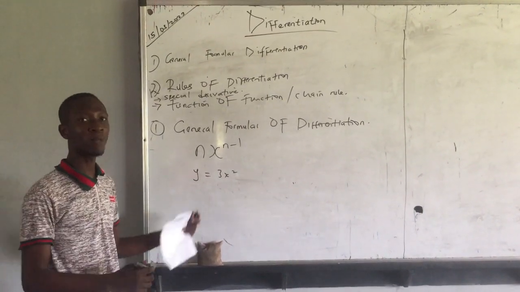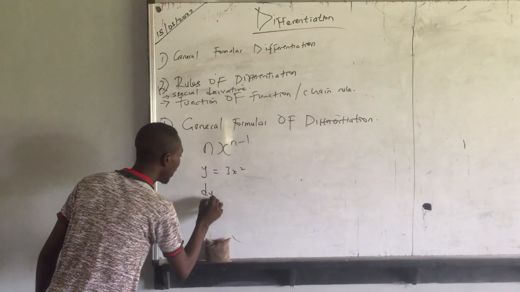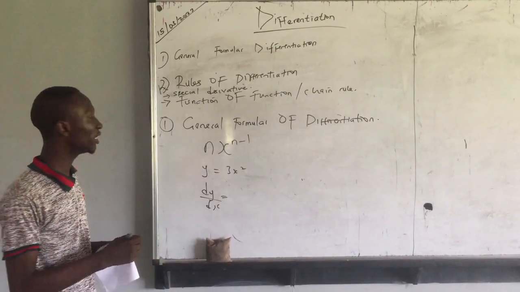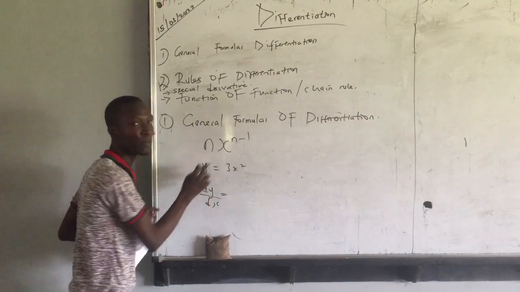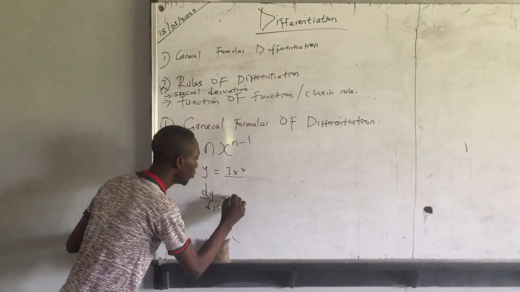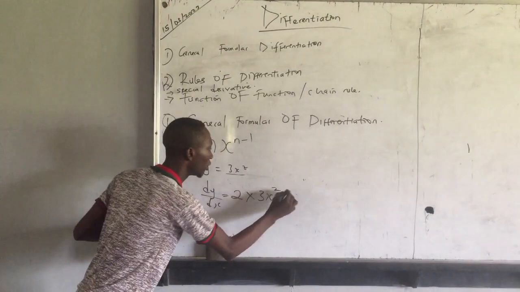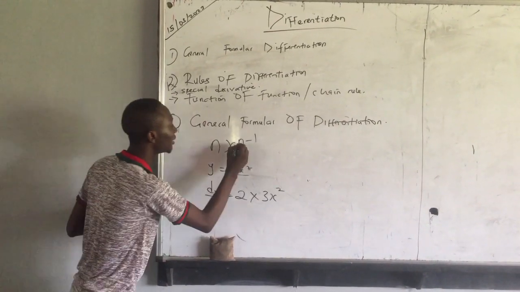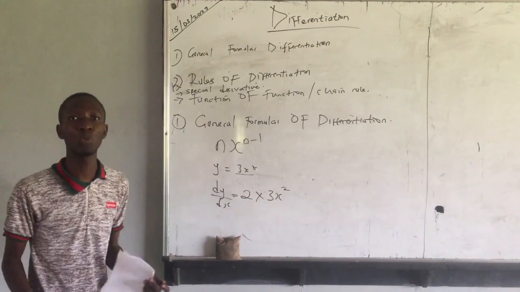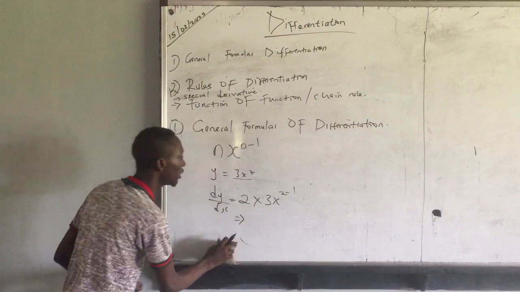So in using the general formula to differentiate, we take note of the power. Following this general formula to differentiate this equation, the n will first multiply the whole equation. The n multiplying the equation becomes 2 times 3x squared. So that's the first step. This n will multiply the whole equation, becoming 2 times 3x squared. Then take away 1 from the power, minus 1.